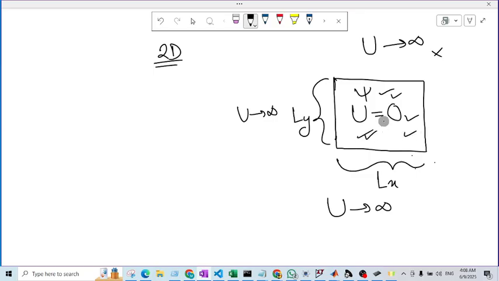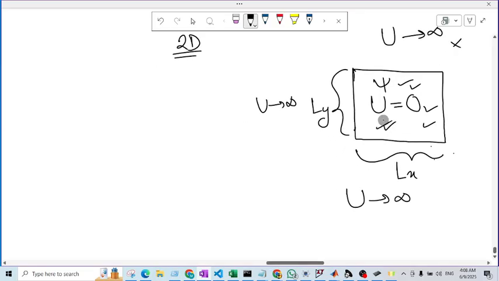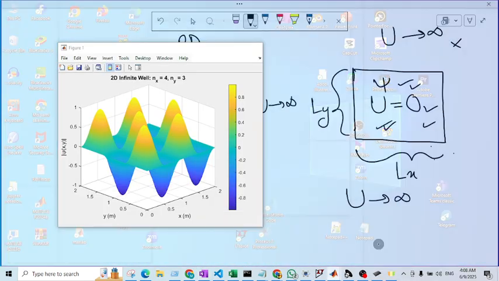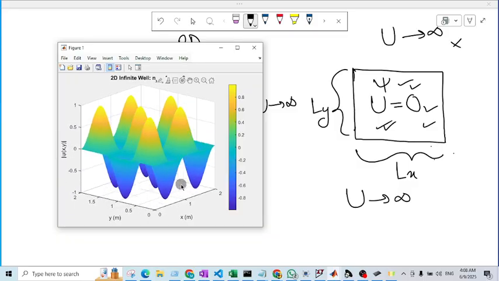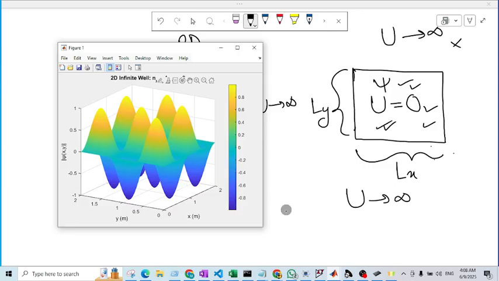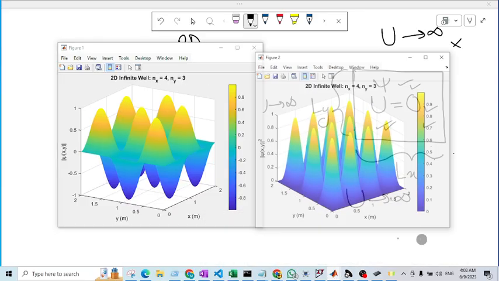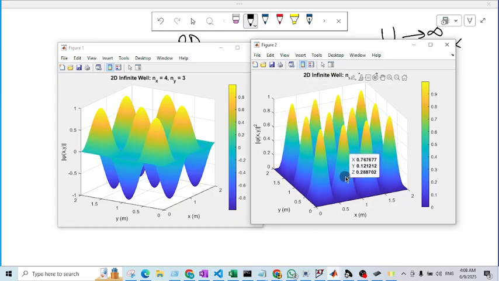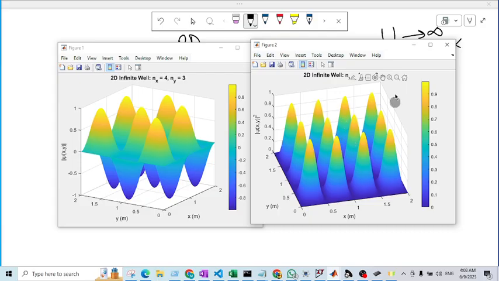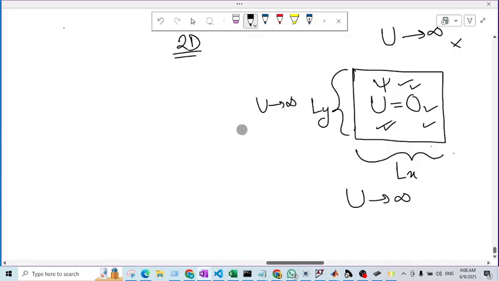So let's do this. First we will solve this equation theoretically, and then at the end of the video we will make a code to plot the psi(x, y) versus x, y graph and the probability density versus x, y graph, and we will see them for different quantum numbers. Okay, so let's start.